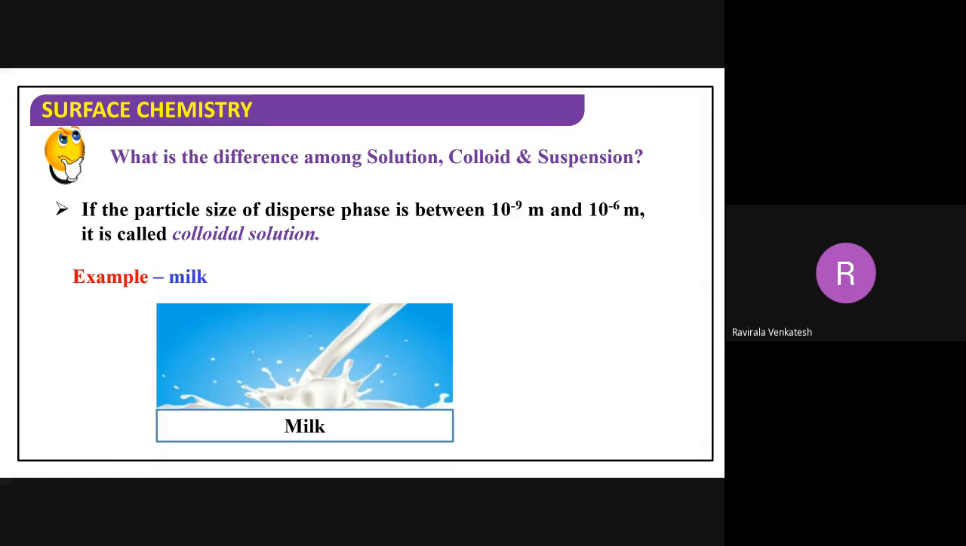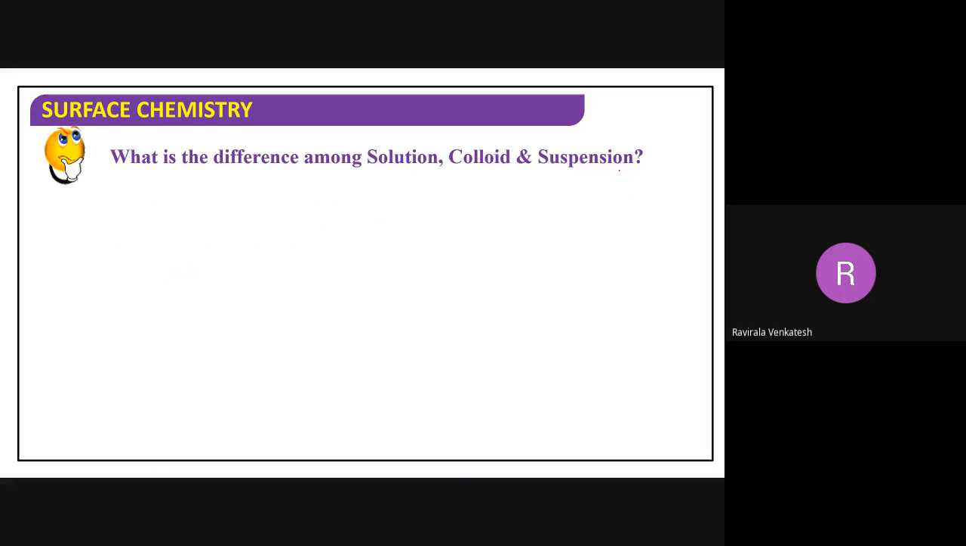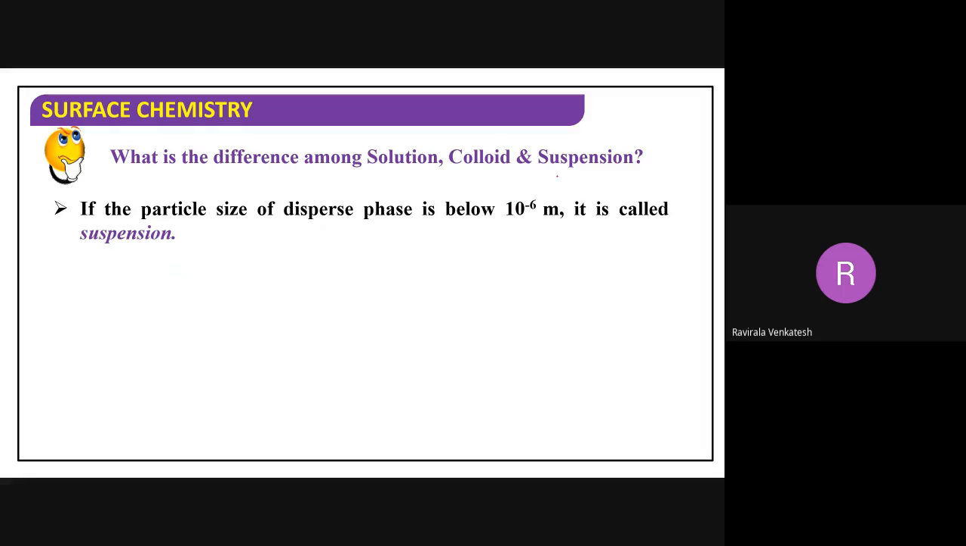Now we see milk here. Milk is a colloidal solution, in which, as I told you already, the size of the dispersion phase particles, the colloidal particles, is between 1 nanometer, 10 to the power of minus 9, and 10 to the power of minus 6 meter, something around a micrometer. Then this is called a colloidal solution. So depending upon the size of the particle we can tell. And finally, the size is more than 10 to the power of minus 6 meter.